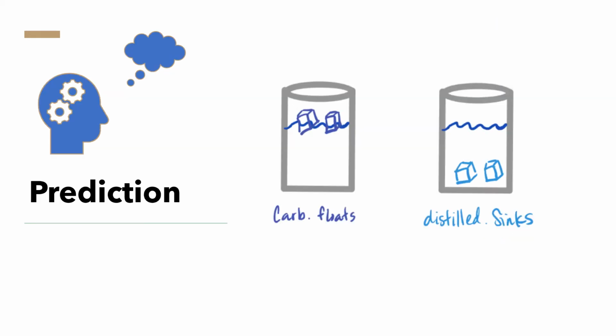Before performing the experiment, you will predict what will happen, based on your observation, research, and hypothesis. In this case, the prediction can be ice cubes made from distilled water will sink, and ice cubes made from carbonated water will float.